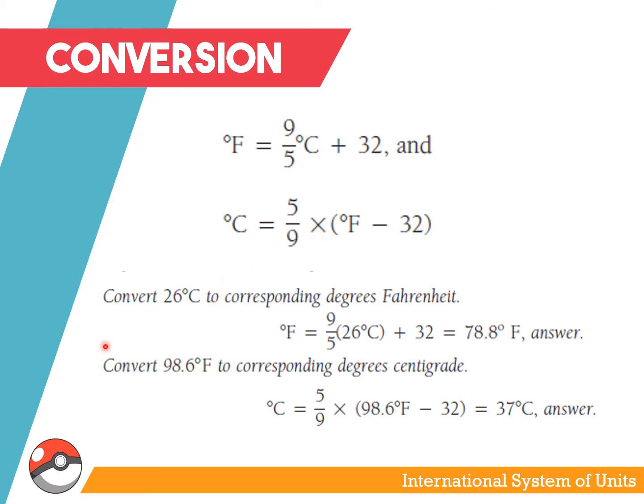So here are examples. We convert 26 Celsius to Fahrenheit. Since Fahrenheit is equal to 9/5 Celsius, we have 9 times 26 divided by 5 plus 32, which is equal to 78.8 degrees Fahrenheit. And if we convert 98.6 Fahrenheit to Celsius, we'll have 98.6 minus 32 times 5/9, which is equal to 37. So that's it. Practice.